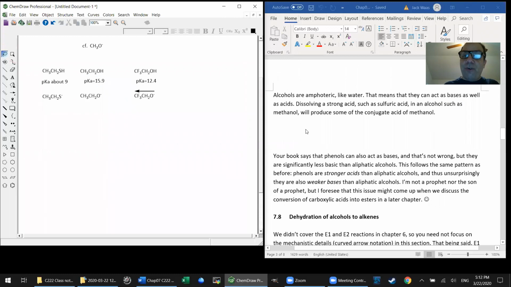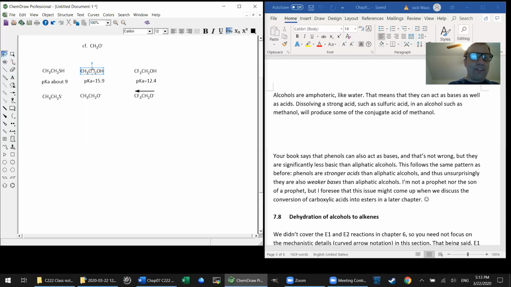Good. So one last point here is that, like water, alcohols are amphoteric, which means that they can also act as bases. They can give up H plus to give their conjugate base. They can also accept a proton in order to give the conjugate acid of the alcohol, just like water can go from H2O to H3O plus. So alcohols can do the same thing.